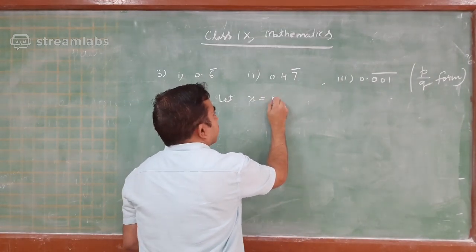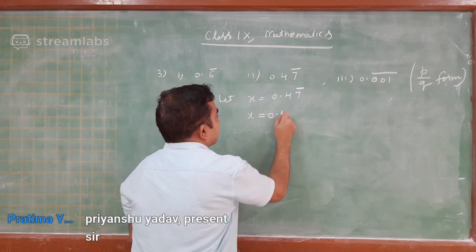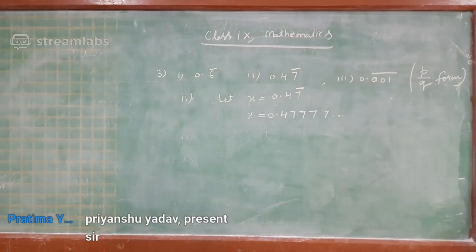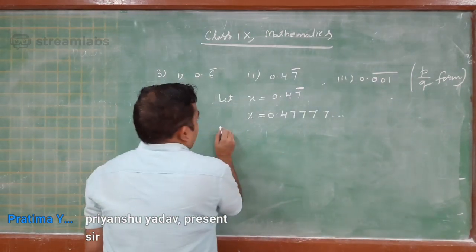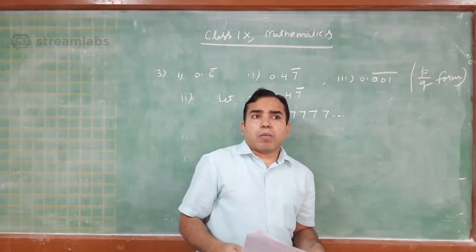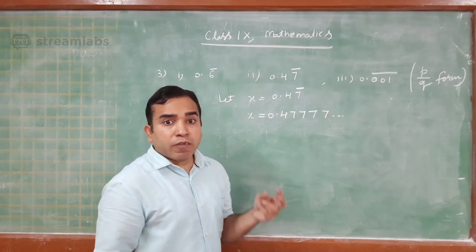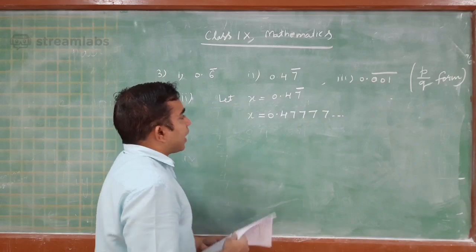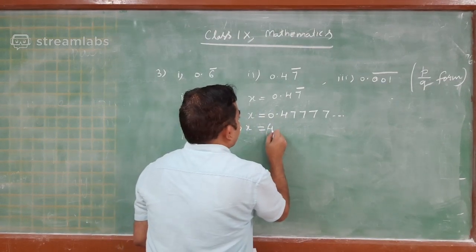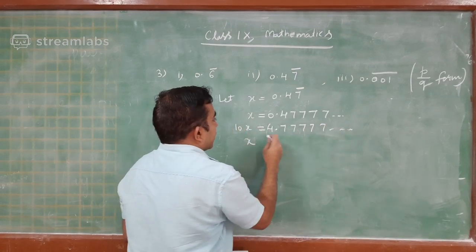So you begin with let x equal to 0.47 bar. Let me write in expanded manner, 0.4777, right? Only one digit is getting repeated. And the rule is that multiply with 10 if only one digit is getting repeated. Multiply with 100 if 2 digits are getting repeated. Multiply with 1000 if 3 digits are getting repeated. So I am going to multiply both sides with 10. And the decimal will shift one place this side, 4.77777, etc.